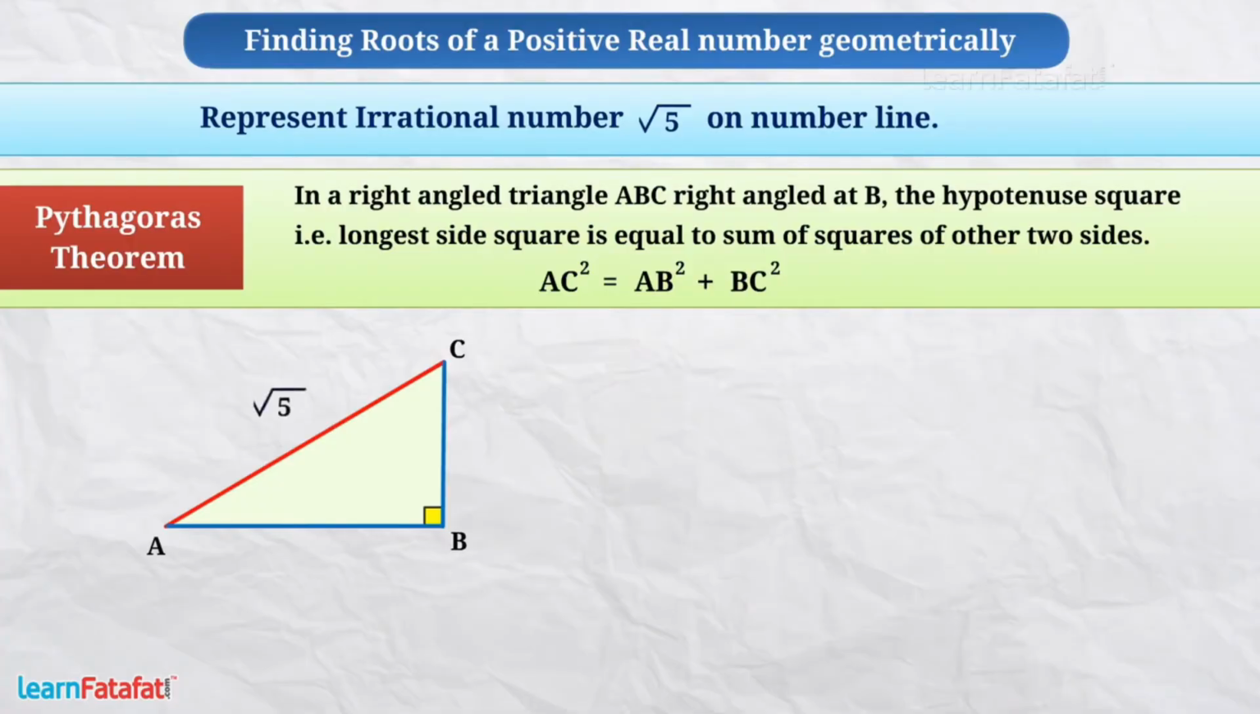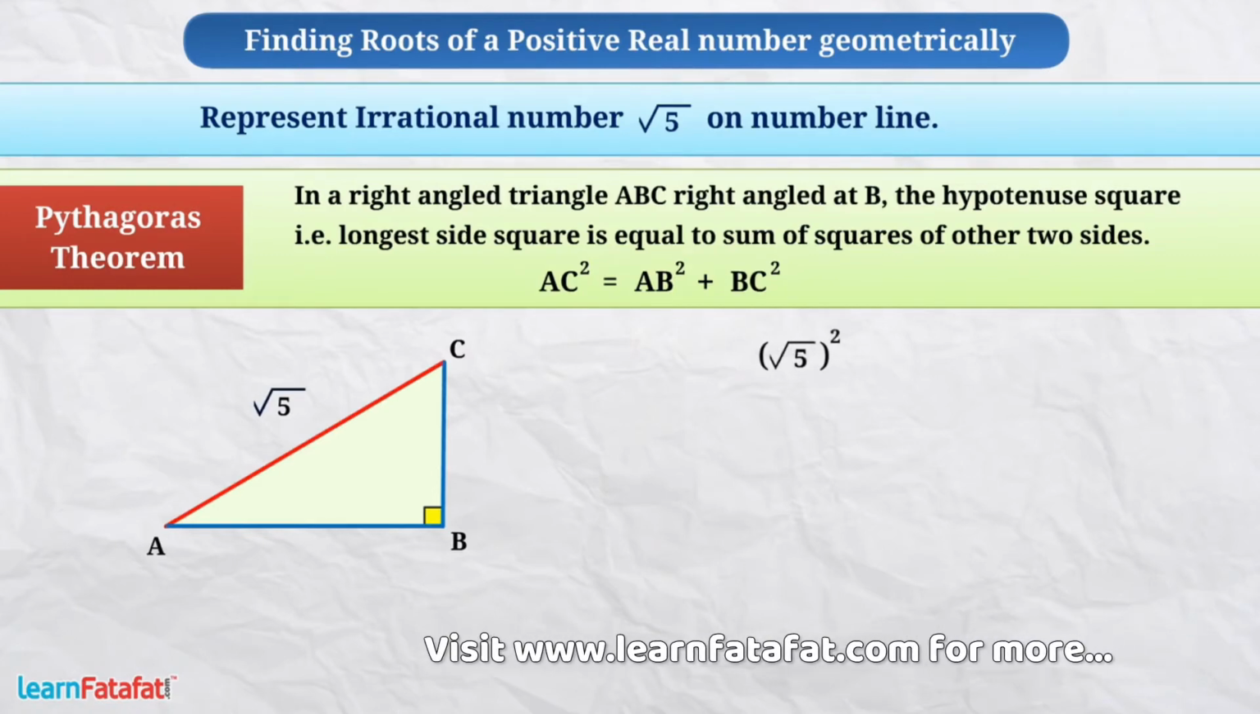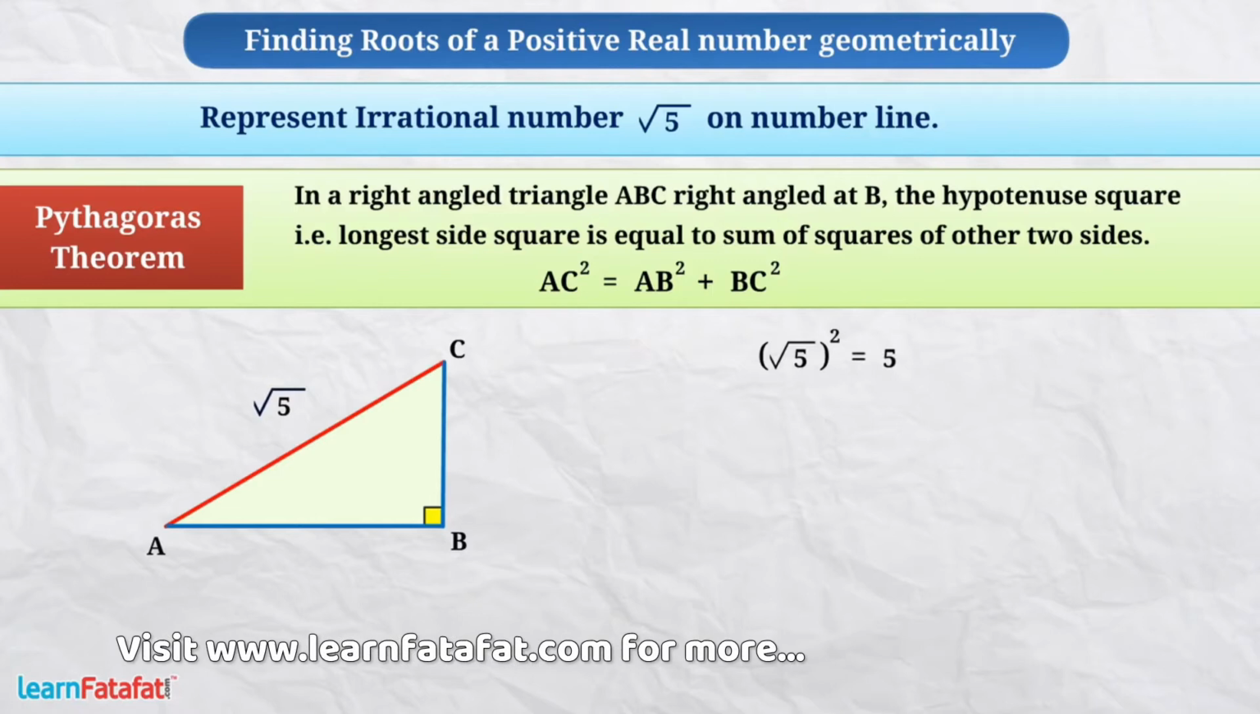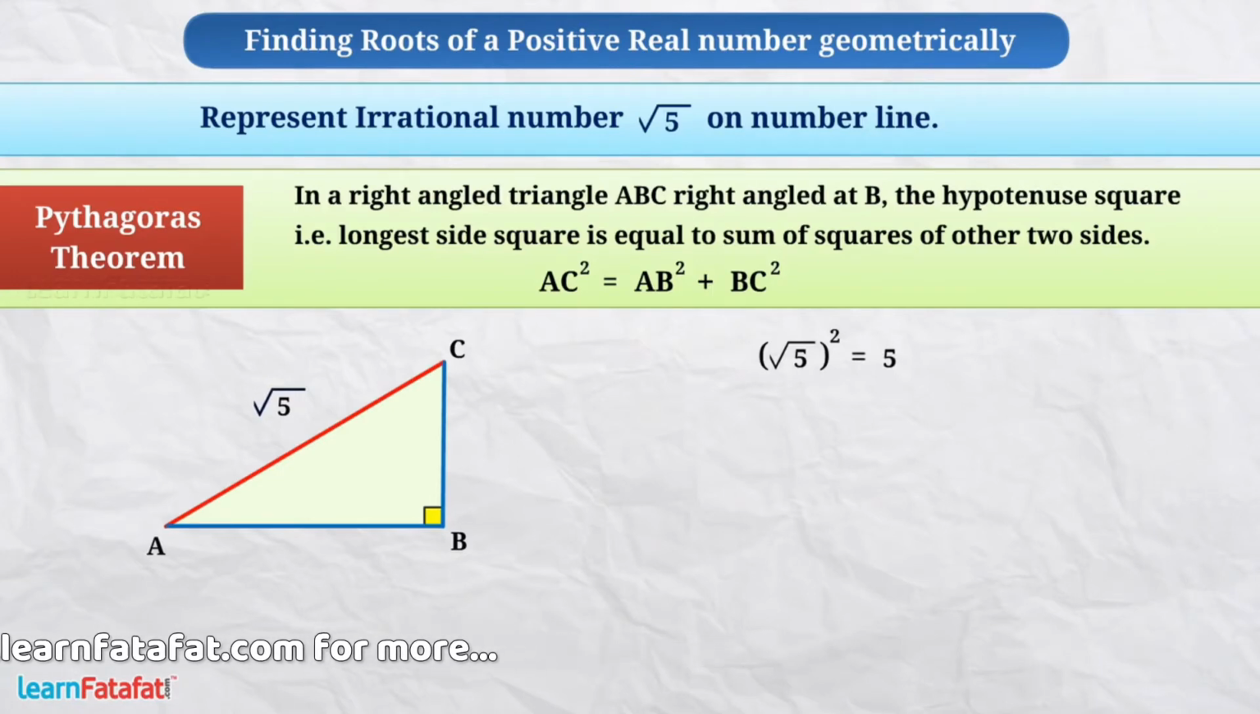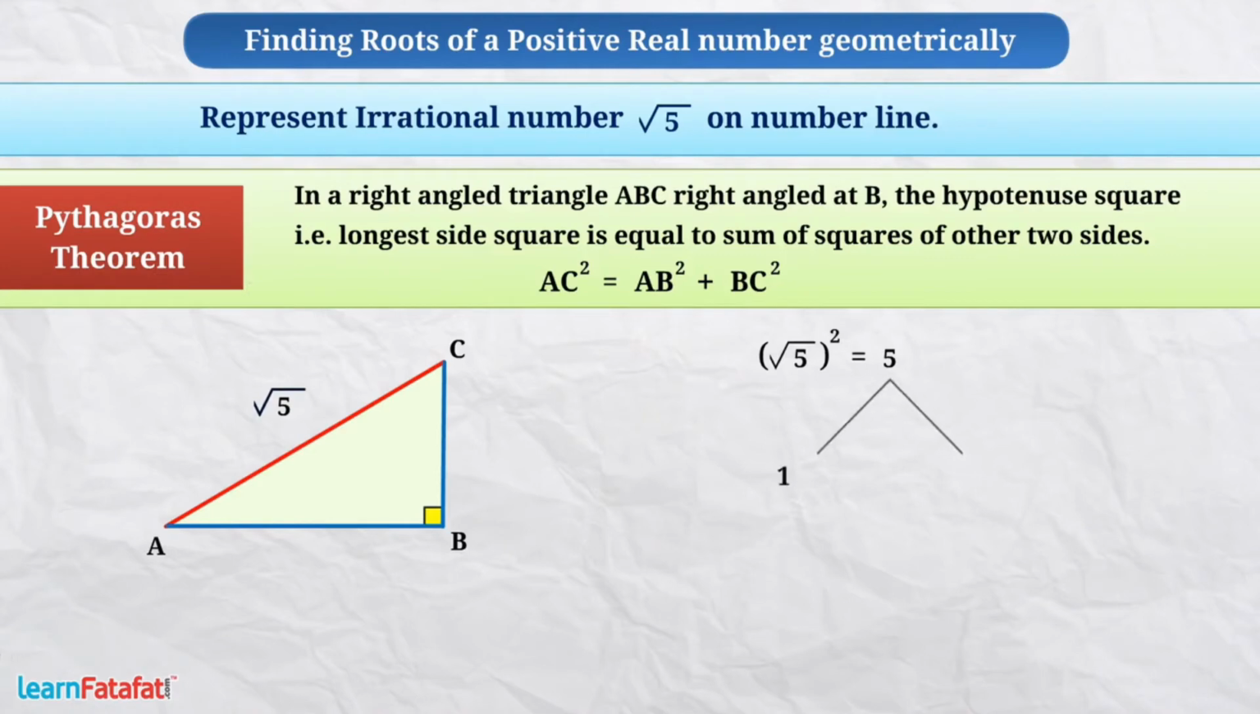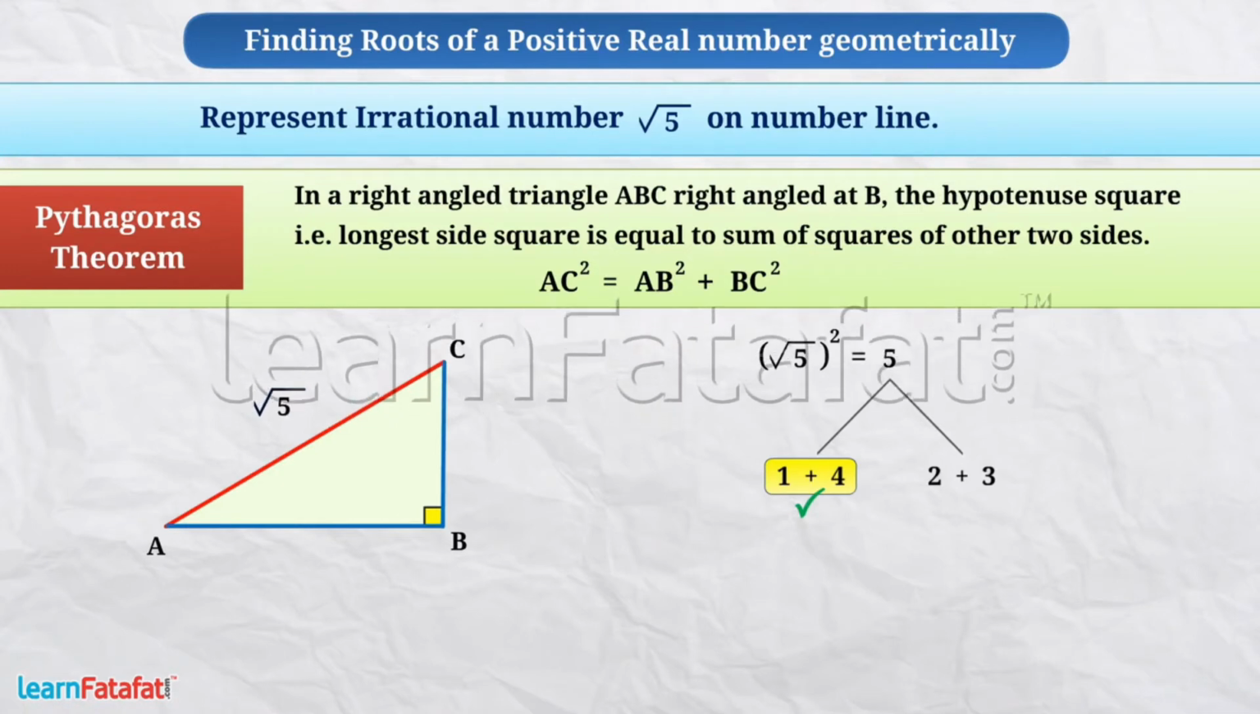Consider √5 as the length of hypotenuse. So, hypotenuse square, √5 square, is 5. We will try to find two numbers whose sum is 5. Possible combinations are 1 plus 4 and 2 plus 3. We choose combination 1 plus 4 as it is easy to find square root of 1 and 4.